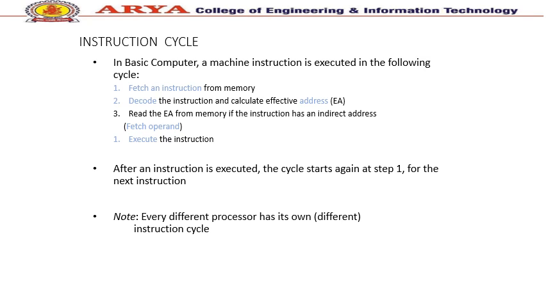Instruction cycle. In the basic computer, a machine instruction is executed in the following cycle: fetch an instruction from memory, decode the instruction and calculate the effective address EA, read the EA from memory. If the instruction has an indirect address, fetch the operand, and execute the instruction. After an instruction is executed, the cycle starts again at step one for the next instruction.